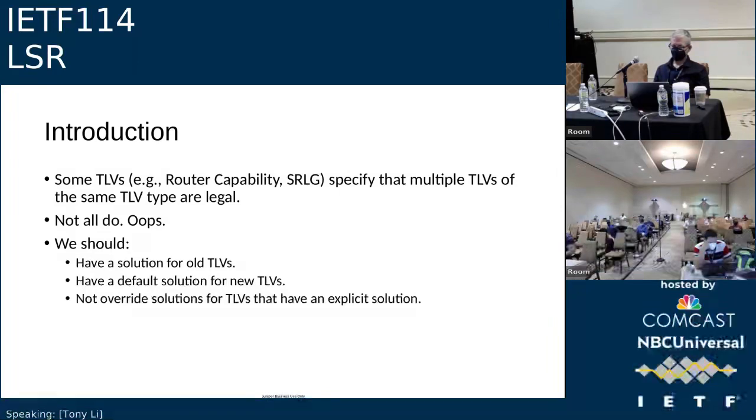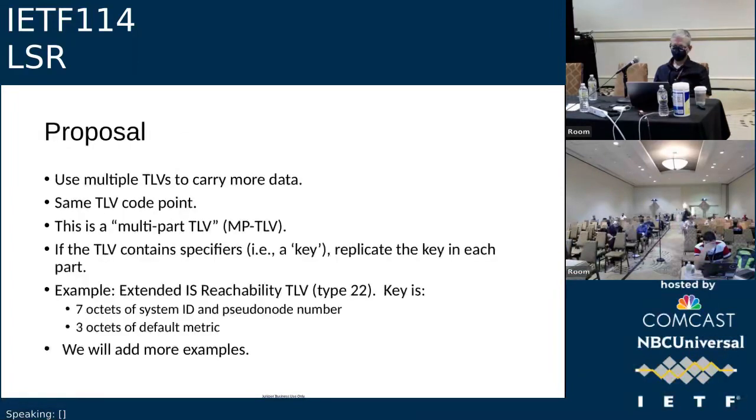We need to have this solution for all the old TLVs that have not specified things. We want to have a default in place so that if somebody forgets, there is a backstop. We're not trying to override solutions for TLVs that already have said something explicit. Pretty straightforward. Just use multiple parts. If you have something inside the TLV that specifies the contents, what we're calling a key, you should replicate that key in each part.